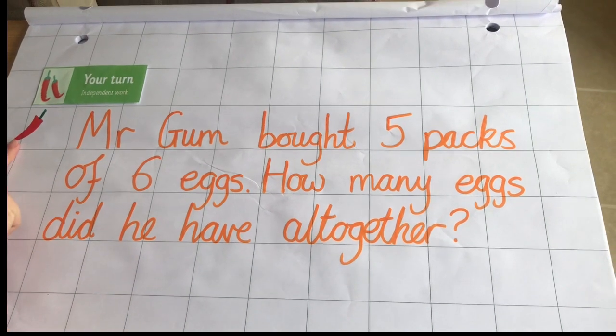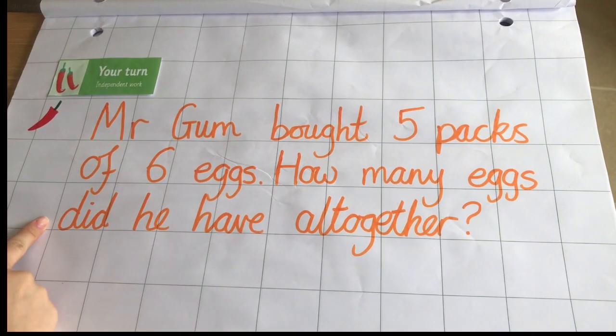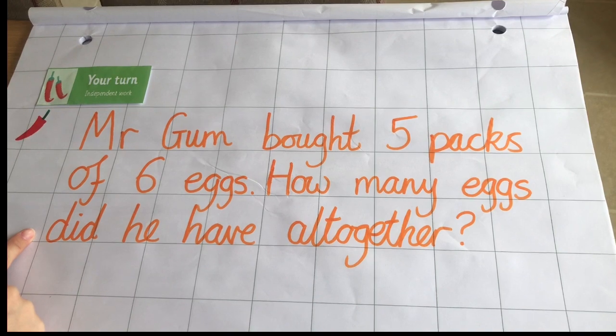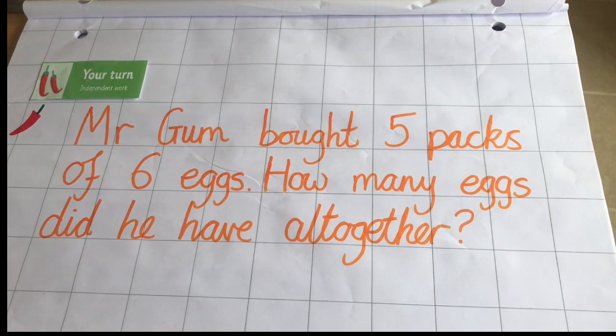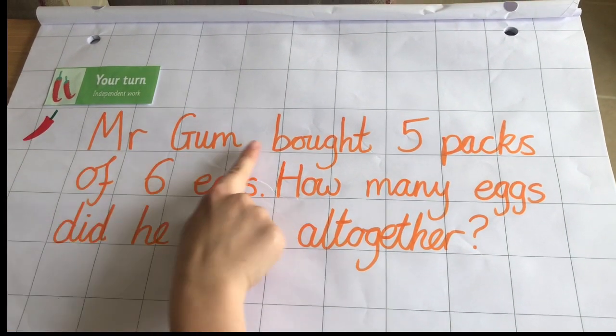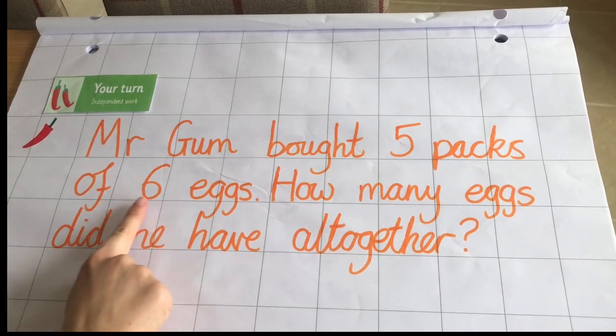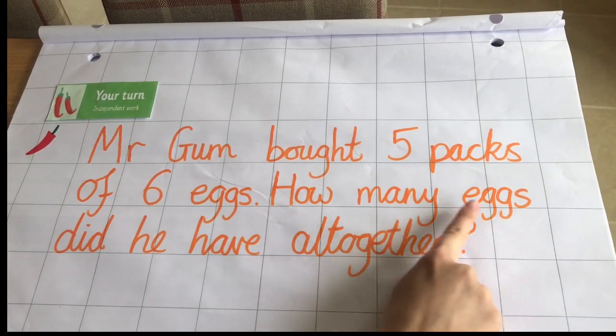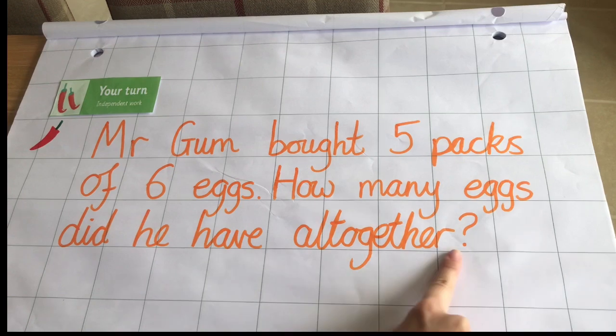Now here is a Chilli 1 word problem for you. I'm going to read the question and then I'd like you to pause the video and have a go at answering it. Mr. Gum bought 5 packs of 6 eggs. How many eggs did he have altogether?